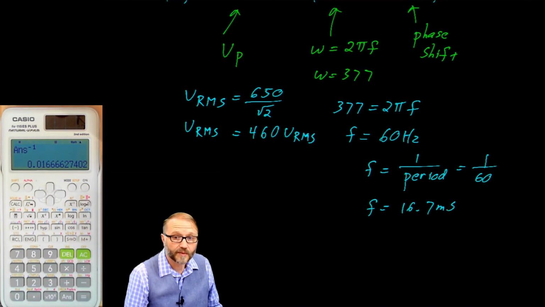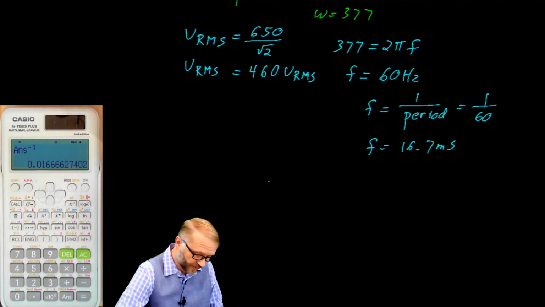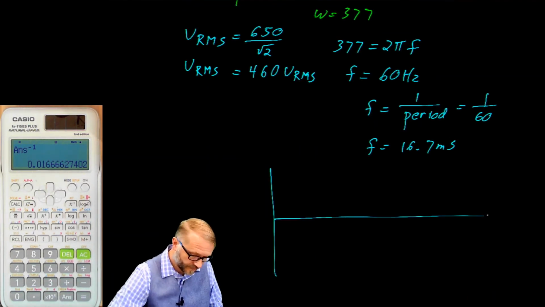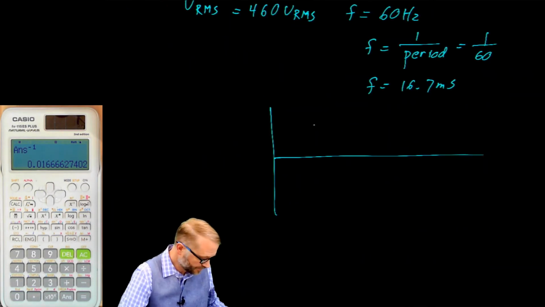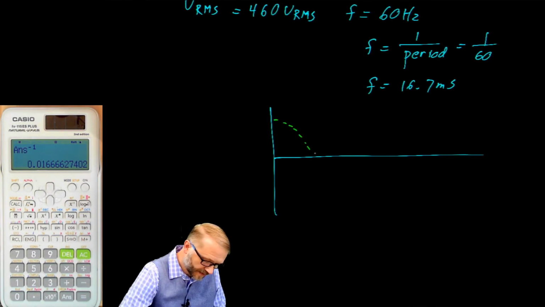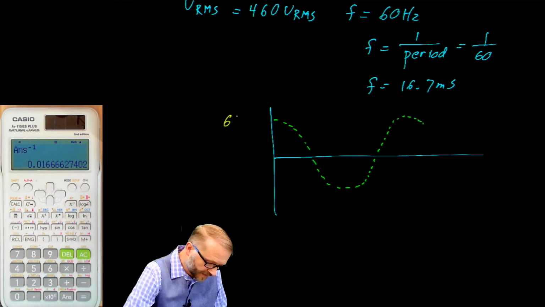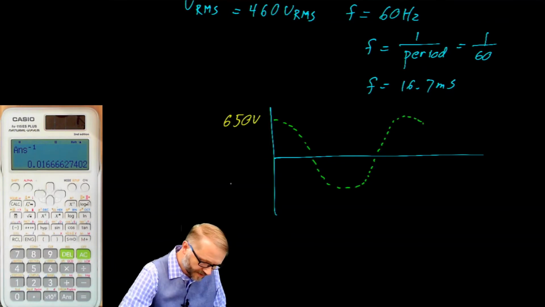And with that, we have enough to sketch this waveform. Now, was it sine or cosine? Looks like it was cosine. Okay. It would look something like this. Where our V max is 650 volts, our V min is negative 650. By the way, this is time and this is voltage.